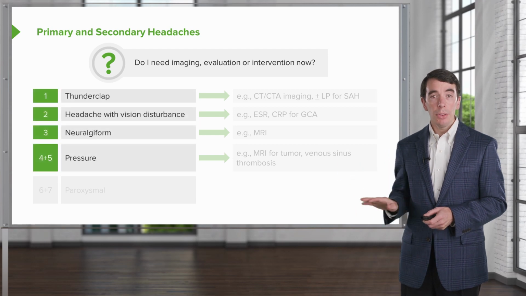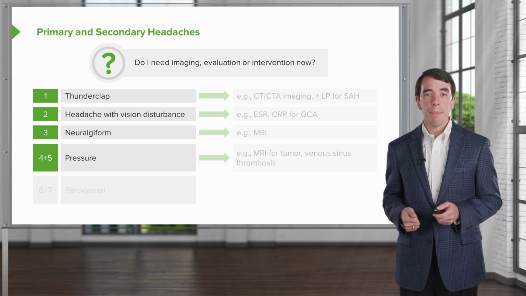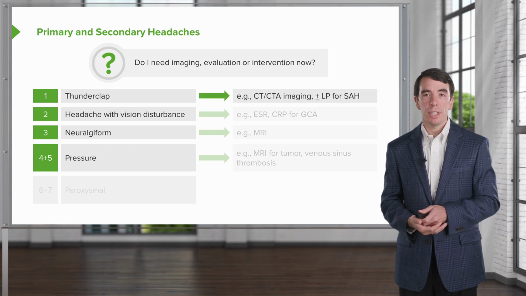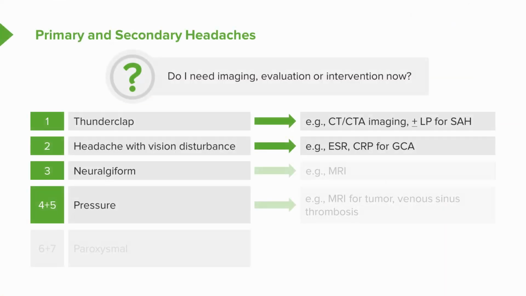Well, again, we can think about those based on those categories that we recently discussed. For thunderclap headache, we'd look for subarachnoid hemorrhage with a non-contrast CT, or a dissection with CTA imaging, CT angiography, or a lumbar puncture to evaluate subarachnoid hemorrhage, so we'd look for those potential causes of thunderclap headache. For headache with vision disturbances, ESR-CRP are used to evaluate for giant cell arteritis.